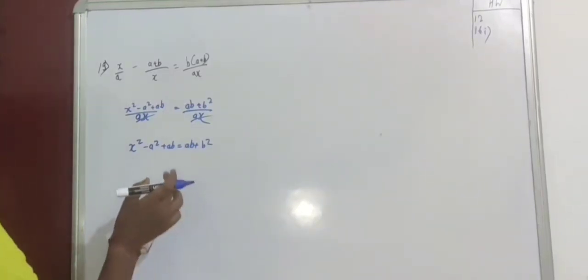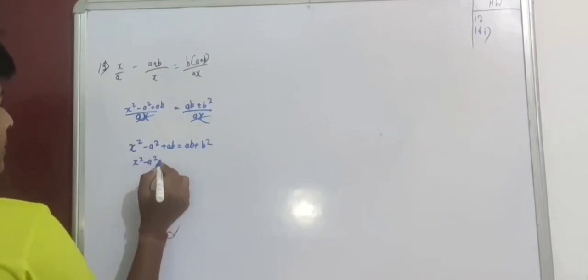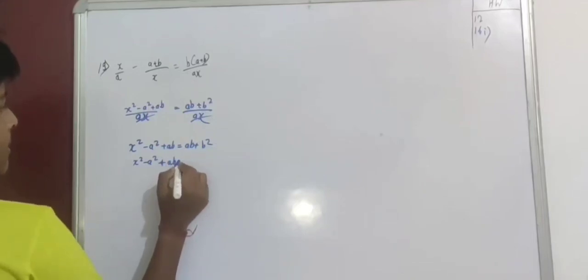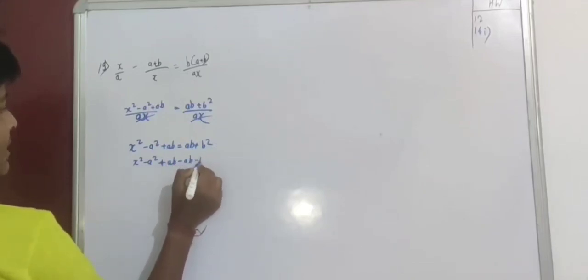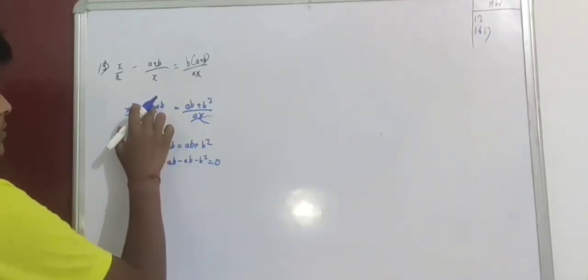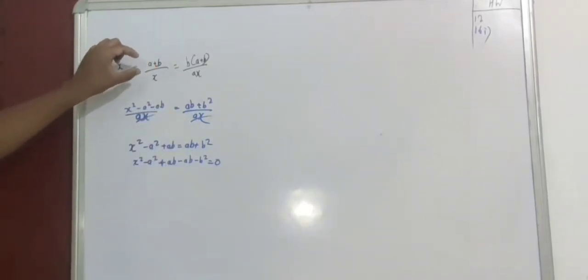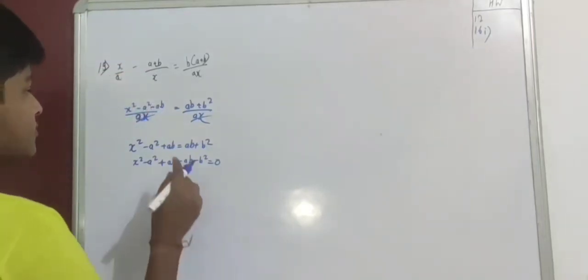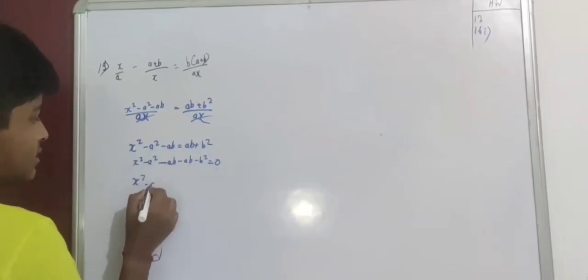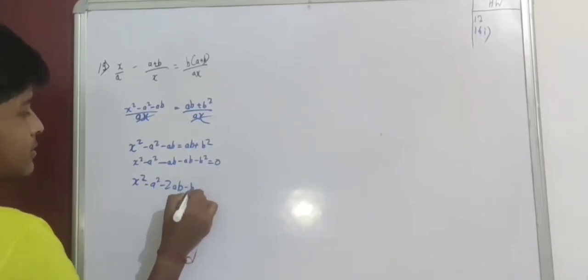So now sending all the variables to one side. Sorry friends, here it will be minus ab, because minus is with a and b both, so minus a into minus b, so it will be like this. So this also we have minus and minus, so x square minus a square minus 2ab minus b square is equal to 0.